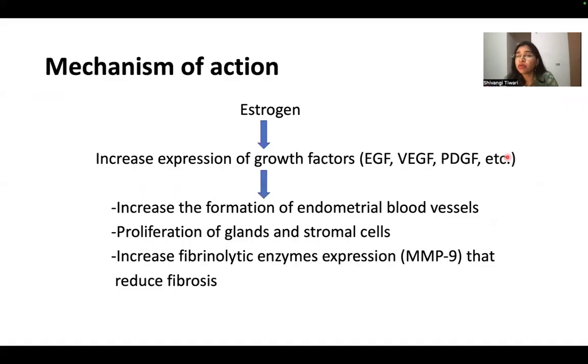What is the mechanism of action of estrogen? When we give estrogen, it increases the expression of growth factors: epidermal growth factors, VEGF, platelet-derived growth factors, that further increase the formation of endometrial blood vessels and cause the proliferation of glands and stromal cells. It increases the expression of fibrinolytic enzymes, that is MMP9, that further reduce the fibrosis. So it is increasing the vascularity and decreasing the fibrosis.